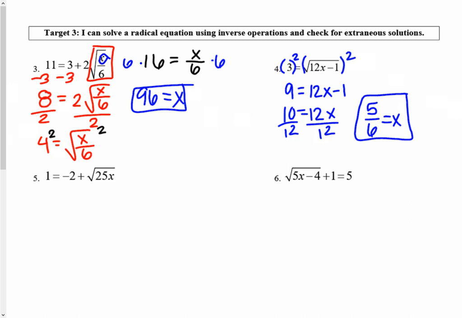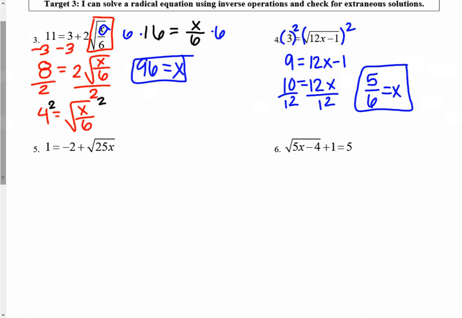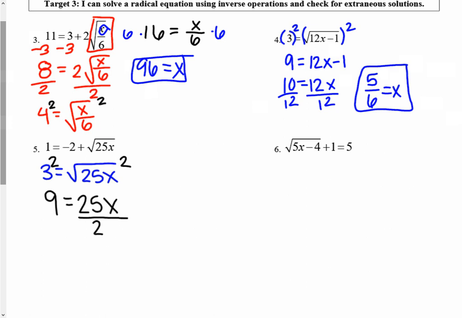On number 5 here, we do need to isolate first. So the first thing I'm going to do is add 2. So I have 3 equals the square root of 25x. My square root is isolated, so I square both sides to get rid of that. So 9 equals 25x. Divide both sides by 25, and x equals 9 25ths.